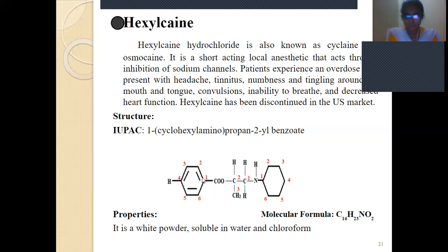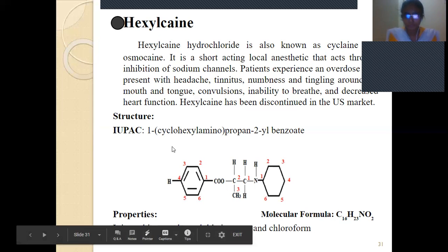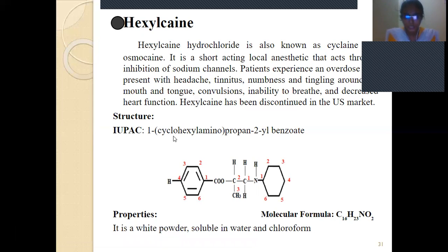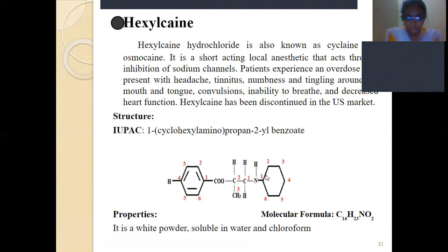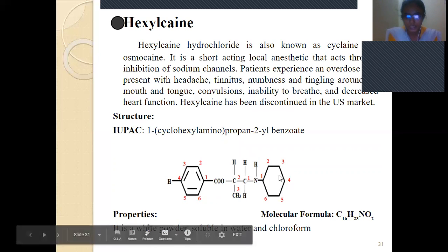Next, structure. This is the structure of hexylocaine. The IUPAC name is 1-cyclohexylamino propane 2-yl benzoate. If you see the structure, this is a 6-membered ring, and here 1, 2, 3, three carbon atoms means propane, and here amino is attached. Cyclo, this is the cyclic structure with a 6-membered ring.